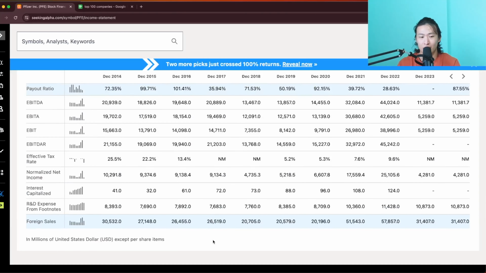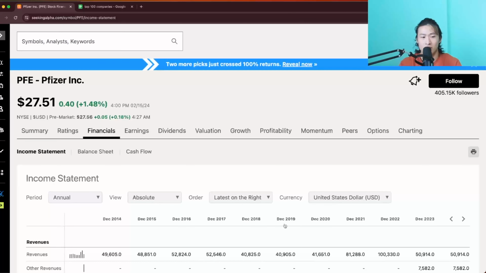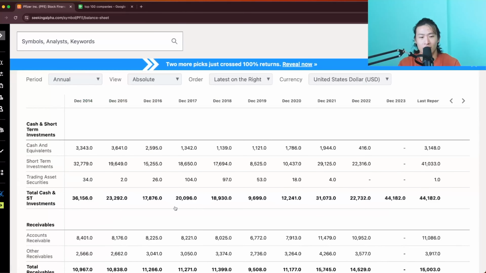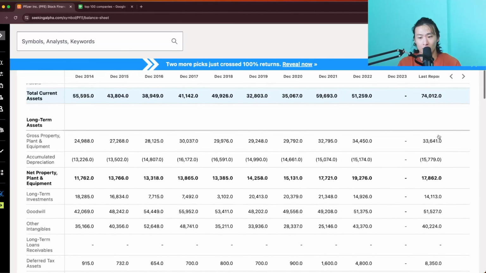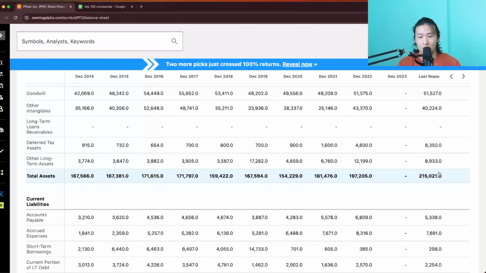And it seems like they are pretty well diversified as a company in terms of sales geographically, as their foreign sales seem to make up around 50% of their total revenue. Now let's take a look at their balance sheet. Cash and short-term investments at 44B, which is pretty good. Given their market cap of 150 billion, this is almost one-third. Total current assets at 74B and total assets at 215 billion, which is actually higher than their market cap and also higher than their enterprise value at 170 billion.